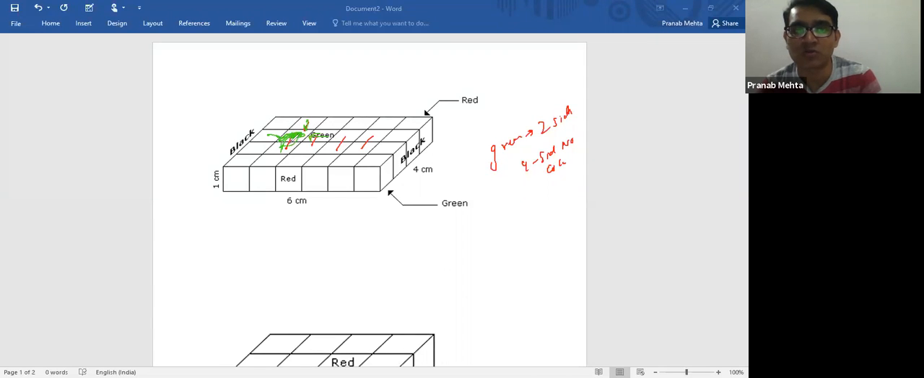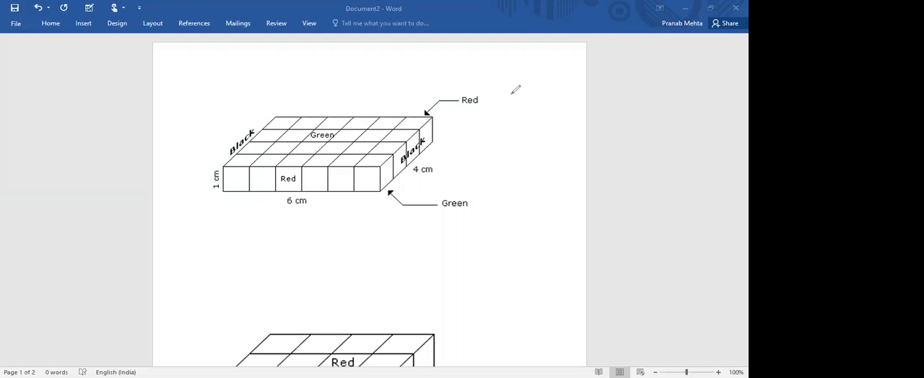So total, how many cubes are we talking about? 2 cubes here, 2 cubes here, 4, 6, and 8. Is it interesting or not? Is this chapter interesting? Yes, sir. Good.